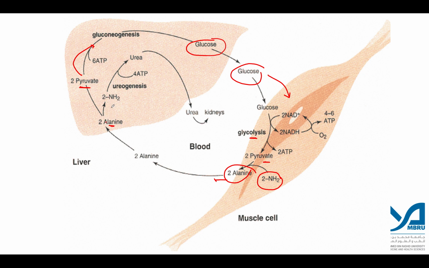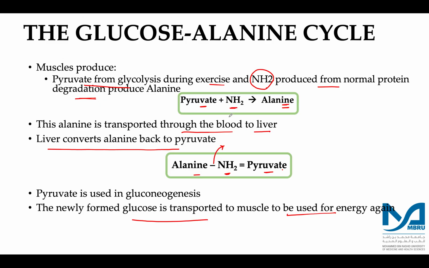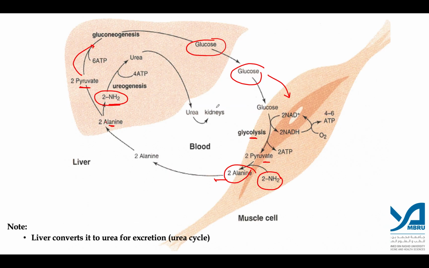Now the question that is often asked is what happens with this amine group? This amine group is then used for the production of urea by the process of urea cycle, which we have to talk about when we talk about amino acid metabolism. So this particular amine group is converted to urea. Urea is then transported from the hepatocytes of the liver to the kidneys where it is excreted out.